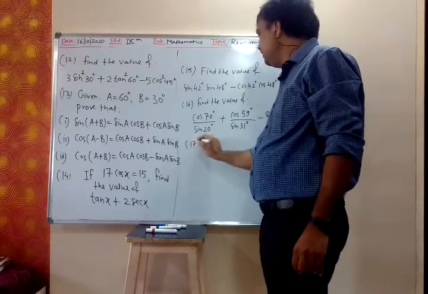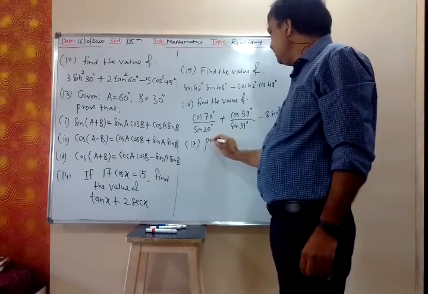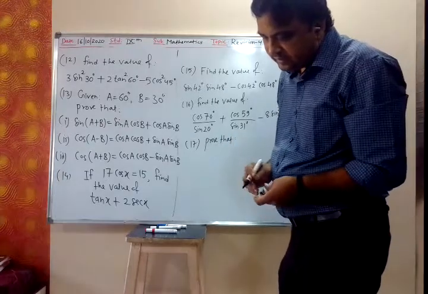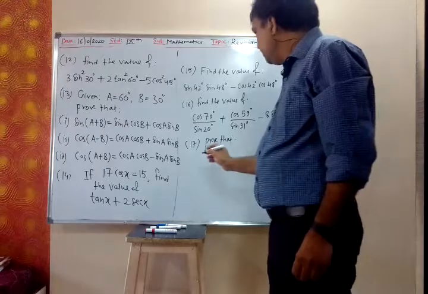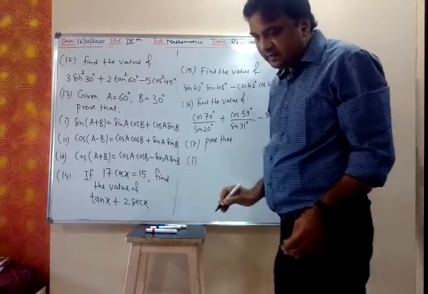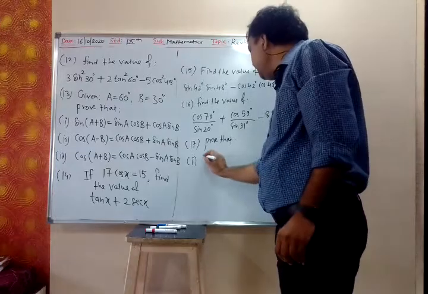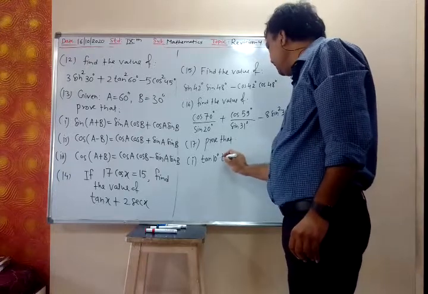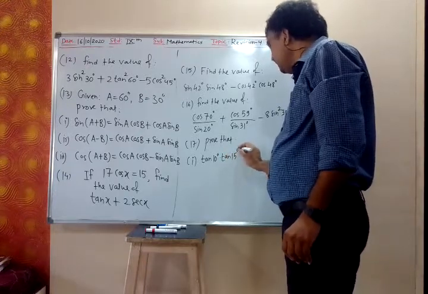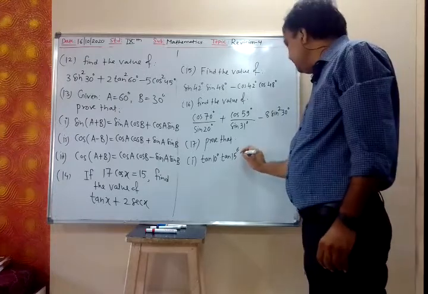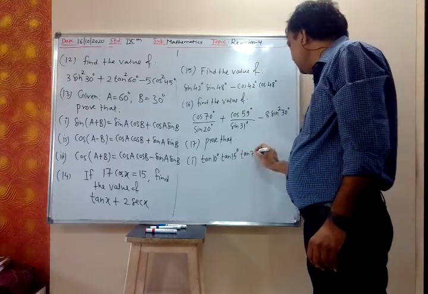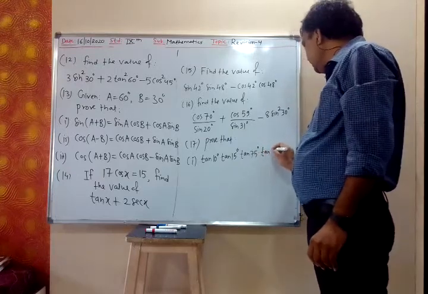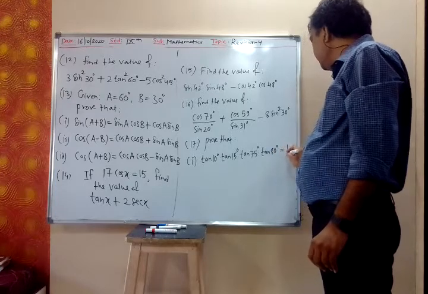Then 17th, prove that. Twenty sums are there. Two parts are there. First, tan 10 degree into tan 15 degree into tan 75 degree into tan 80 degree is equal to 1. Prove this.